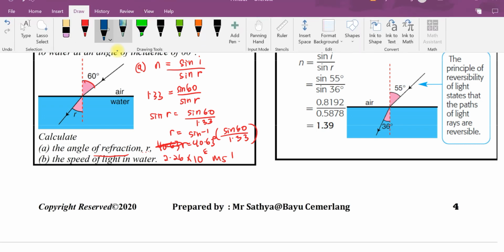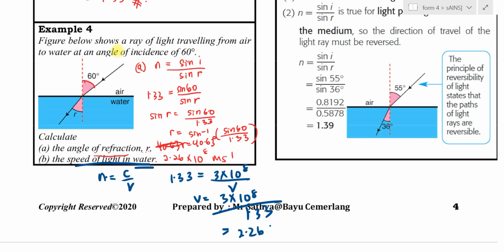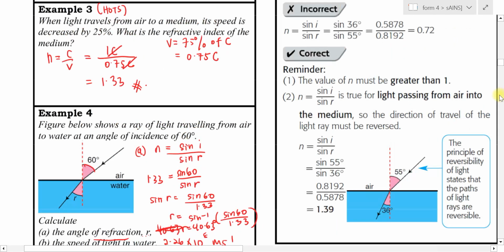For the second one, speed of light in water: N equals C over V. They ask for V. N is 1.33, equal to 3 times 10 to the power of 8 divided by V. So V is 3 times 10 to the power of 8 divided by 1.33, which is 2.26 times 10 to the power of 8 m/s^-1. Correct, your answer is right.